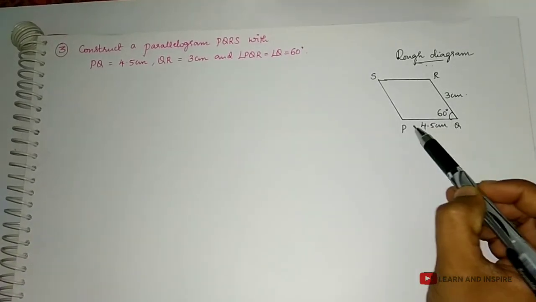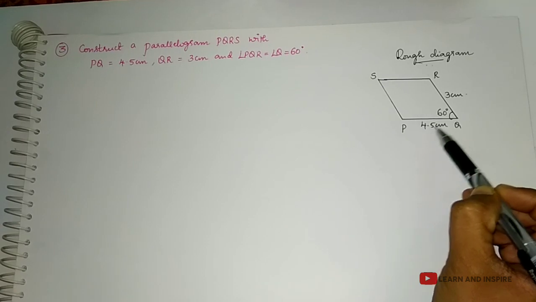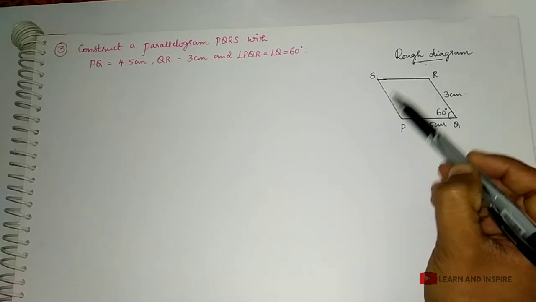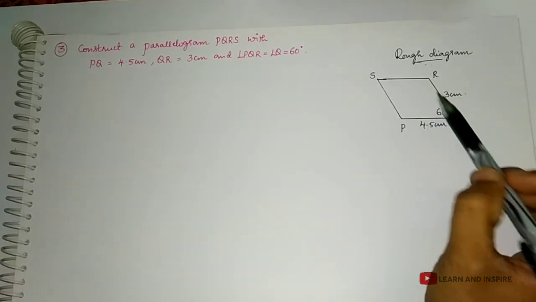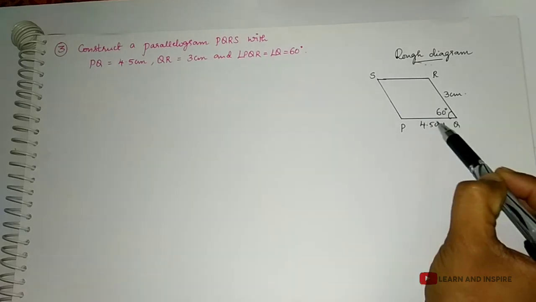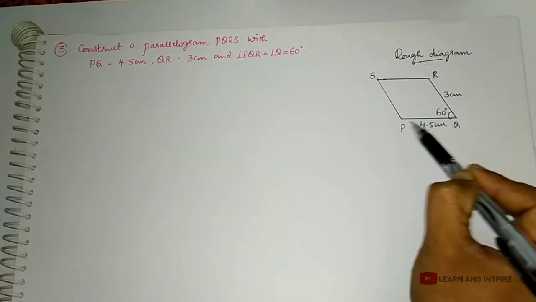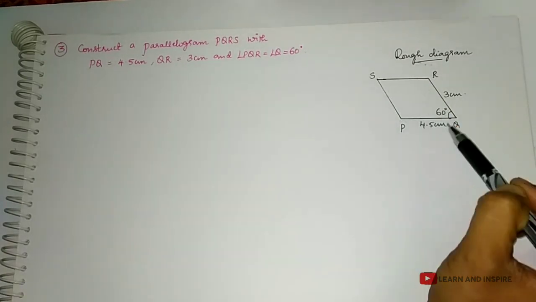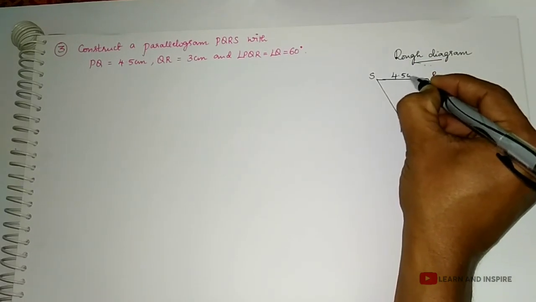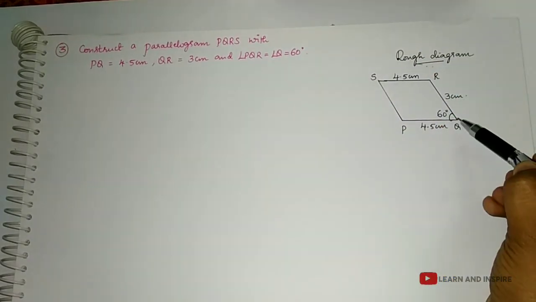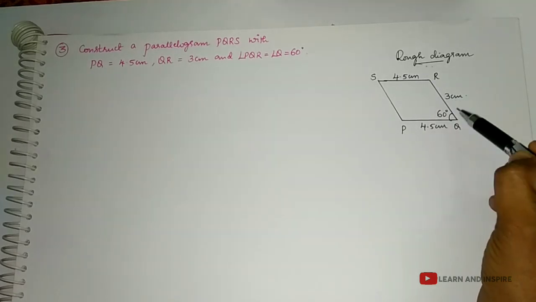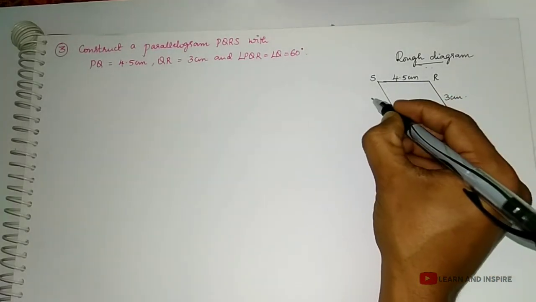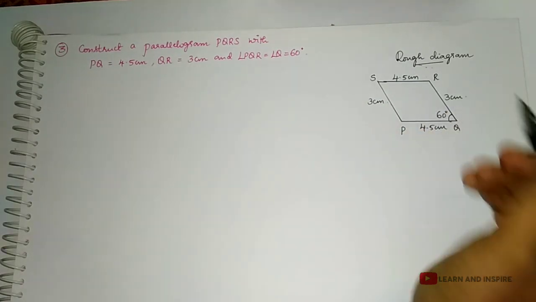Here is the rough diagram. PQ equals 4.5 centimeters and angle Q is 60 degrees. QR equals 3 centimeters. Now what are the remaining two sides? As we know the properties of a parallelogram, opposite sides are parallel and equal. What is the opposite side to PQ? Opposite side to PQ is RS, and this RS becomes 4.5 centimeters because opposite sides are equal. Now QR is given as 3 centimeters. So what is the opposite side to QR? That is PS. So this side becomes 3 centimeters because these two sides are equal.